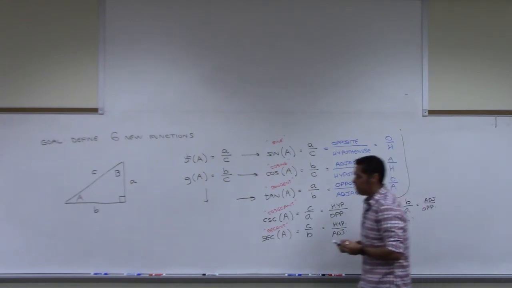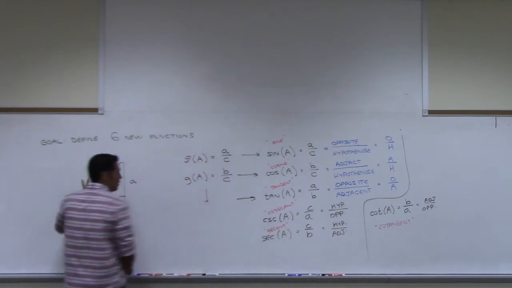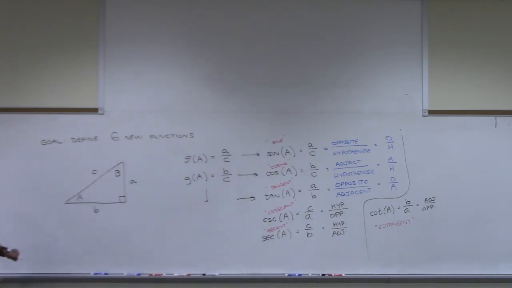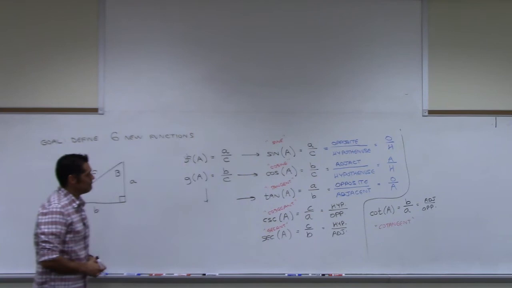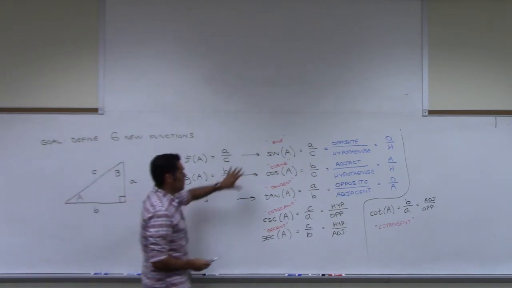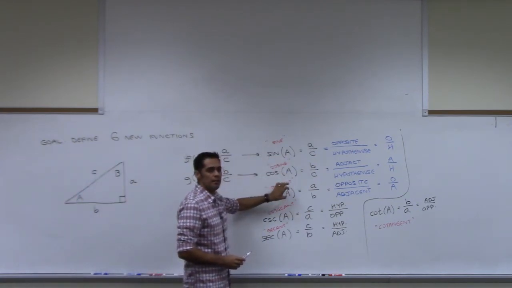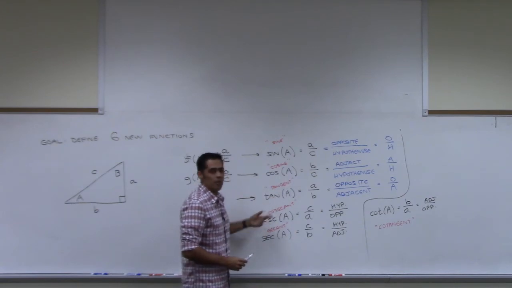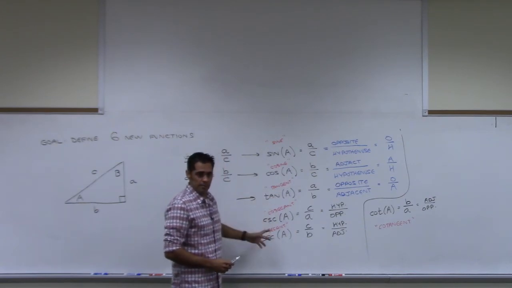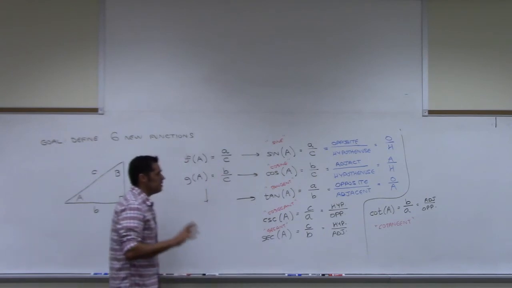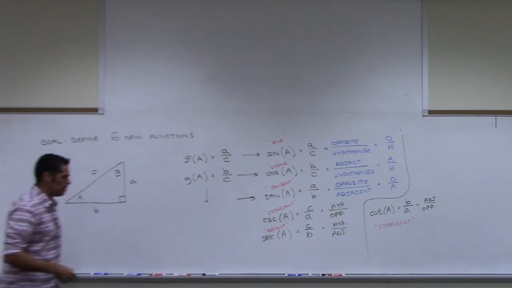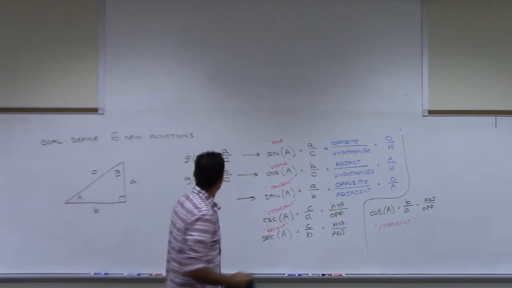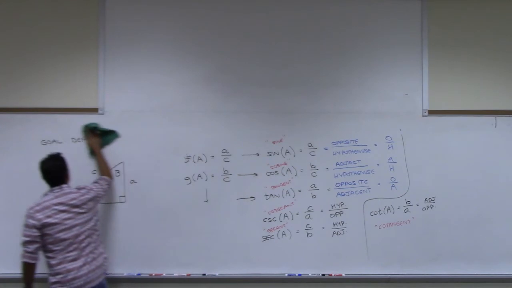Okay, so given a right triangle drawn with this configuration, we can define 6 trigonometric functions. These are called the 6 trigonometric functions. Now, the first 3 are the most important because if you can get the first 3 down, then for these you just have to remember reciprocals, right? So who has a cute little clever way of remembering the relationship between sine, cosine, and tangent? I know some of you have learned something.